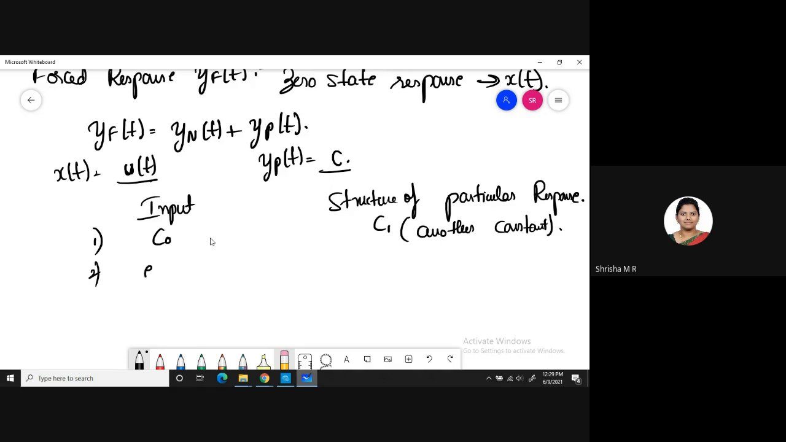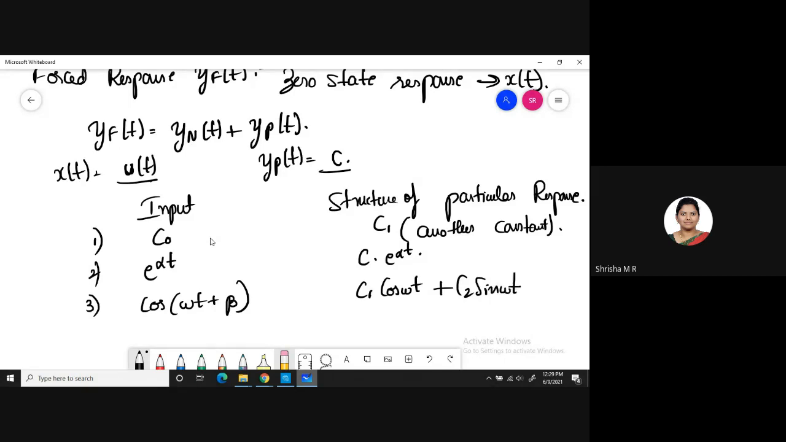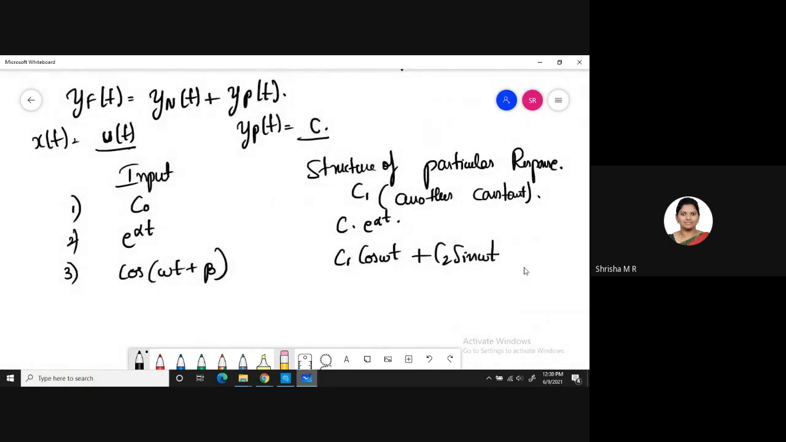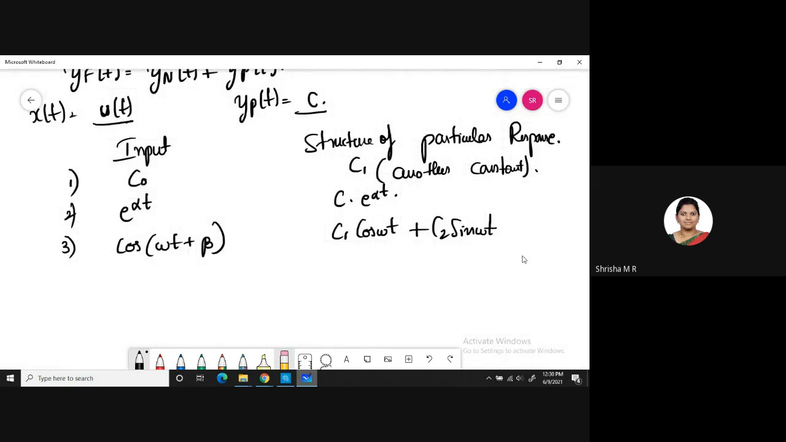Next, you have e power alpha t. If your input is of the form e power alpha t, then the structure of particular response will be c into e power alpha t, a constant multiplied by e power alpha t. Next, if your input is of the form cos of omega t plus beta, then the structure of the particular response will be C1 cos omega t plus C2 sin omega t. Okay, these things are there in the textbook. I'll also give you notes for this. So just try to understand these topics.